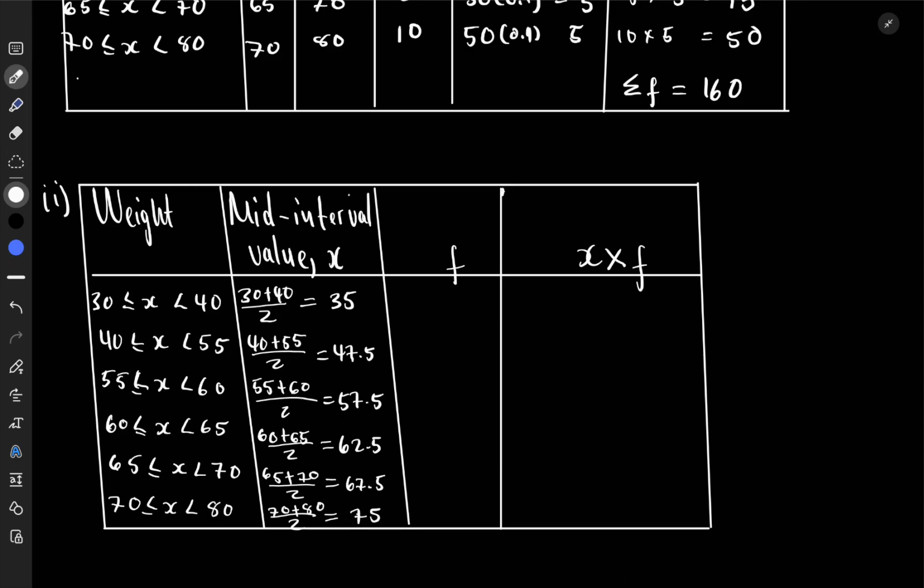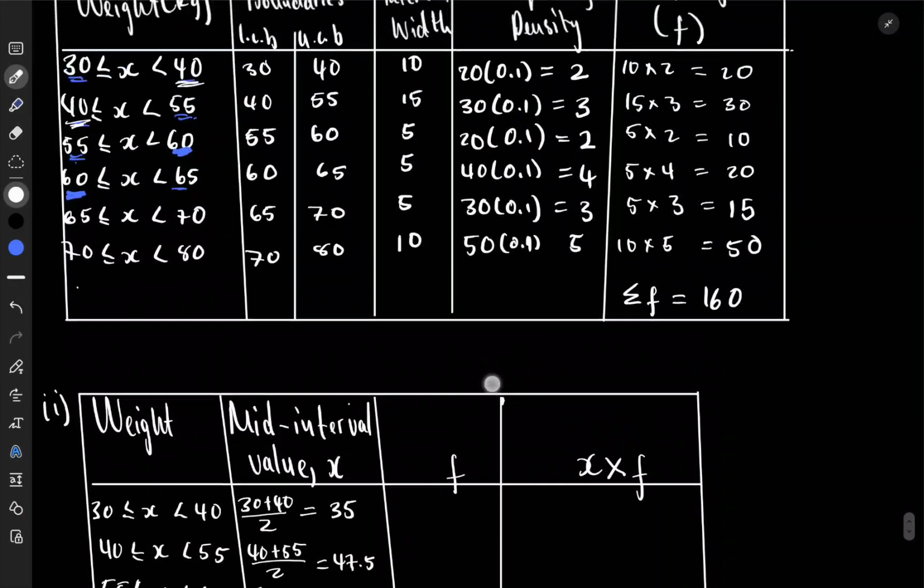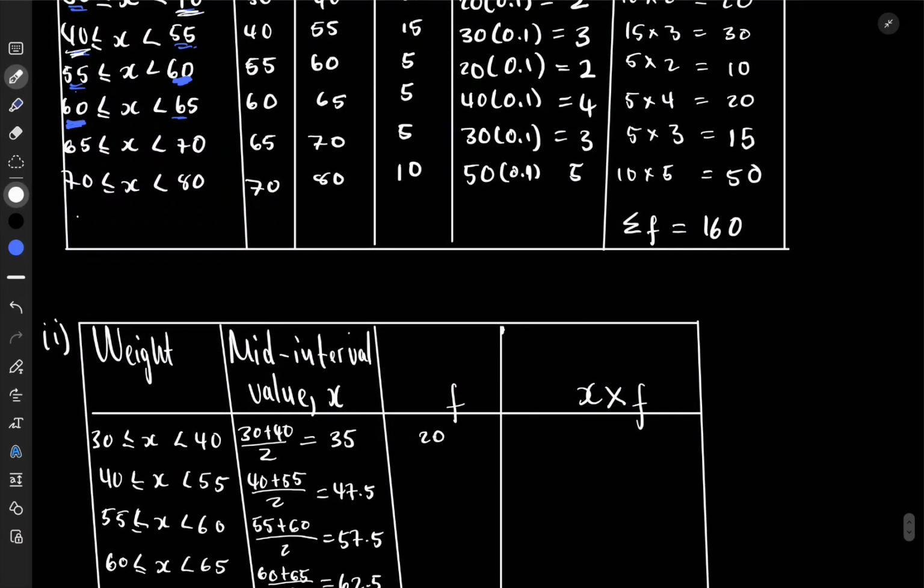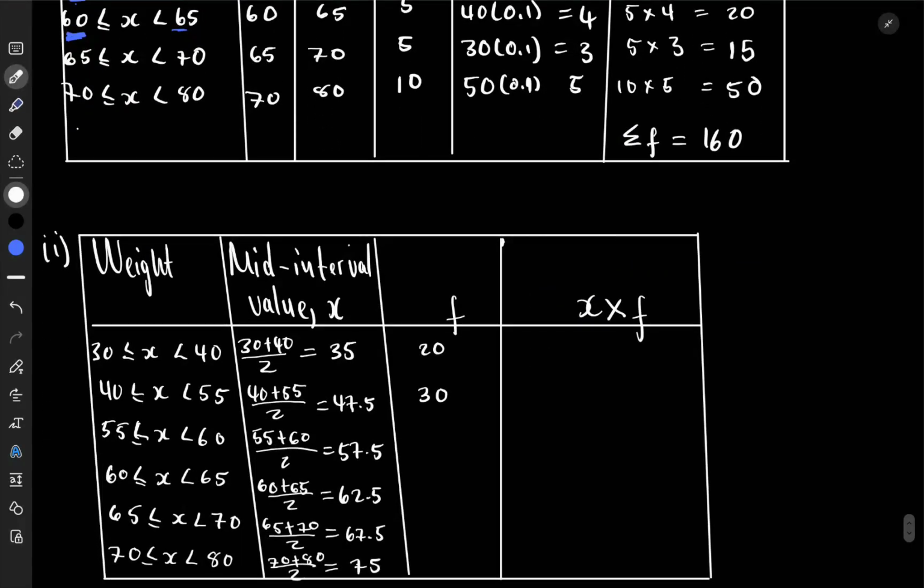Now we can get the frequencies. Frequencies, we got them already. We are just going to put them. 20, 30. That's how we are using the values from the other table. 20, 30, 10. Then 20.